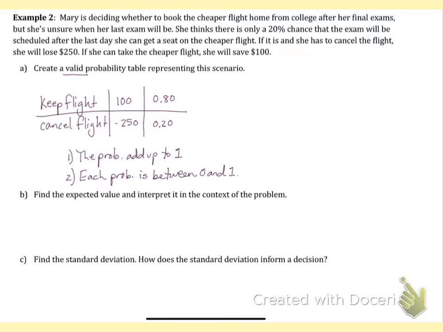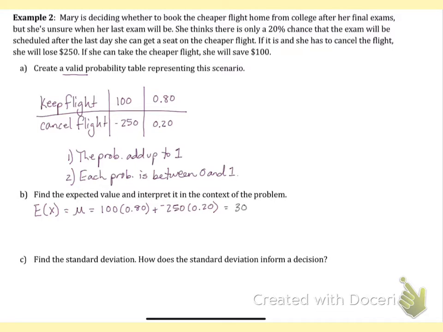So first, for part B, it says find the expected value and interpret it in the context of the problem. So the expected value is a weighted average that takes into consideration the probability of each event. So the expected value is a model, so we use mu to represent the mean. And we take each outcome and multiply it by its probability. And when you have them lined up in the table, it makes it very nice.